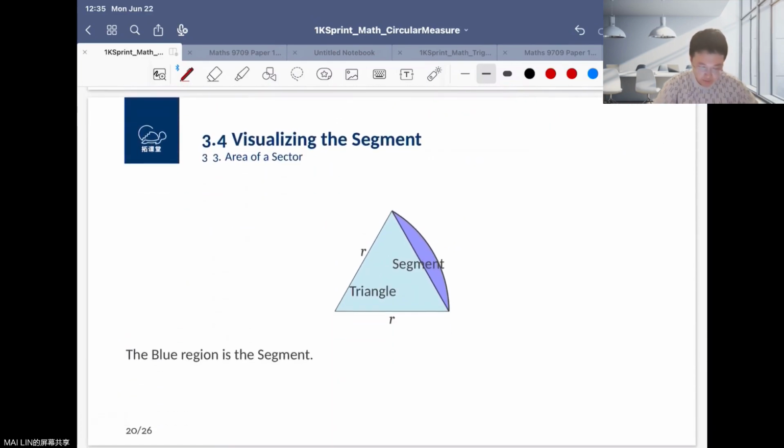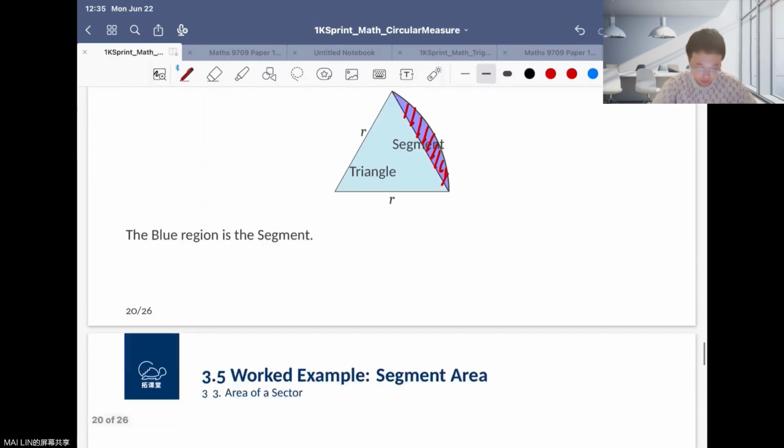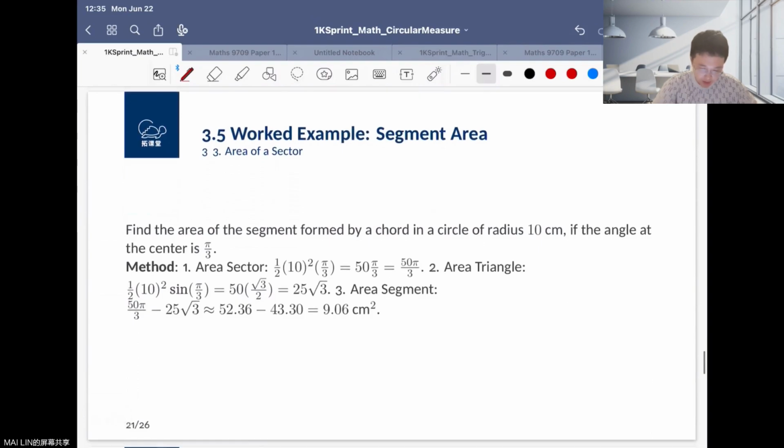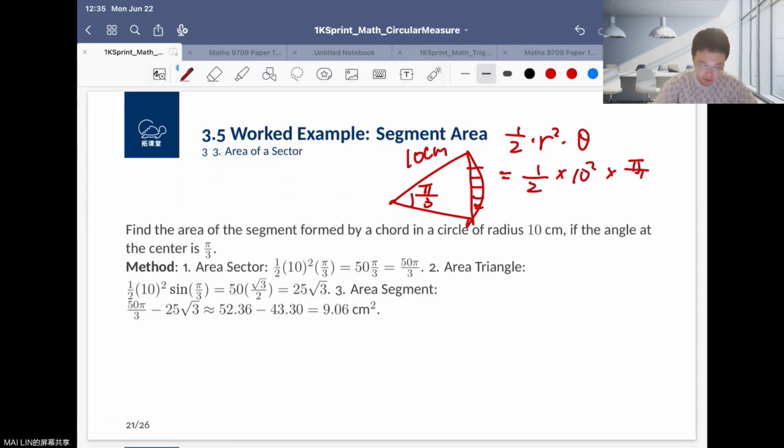That is a visualization of the segment, so you can find here the area we want to know, okay? Just like in a worked example here, this is the area of a segment formed by a chord in a circle with radius 10 centimeters, and the angle is pi over 3. If you want to find this area, you can use your rule, a half times radius squared times theta, for the sector's total area. So the sector's area is a half times 10 squared times pi over 3, which is 50 pi over 3, because 10 squared equals 100, and 100 over 2 is 50.